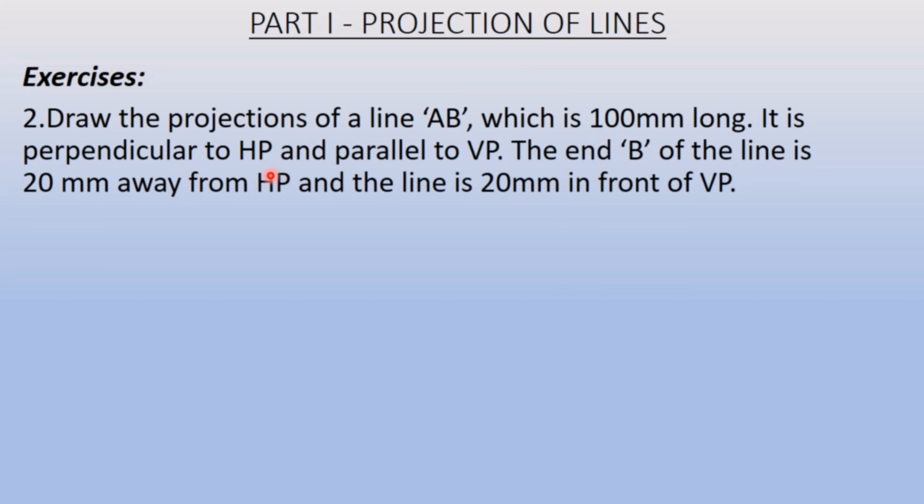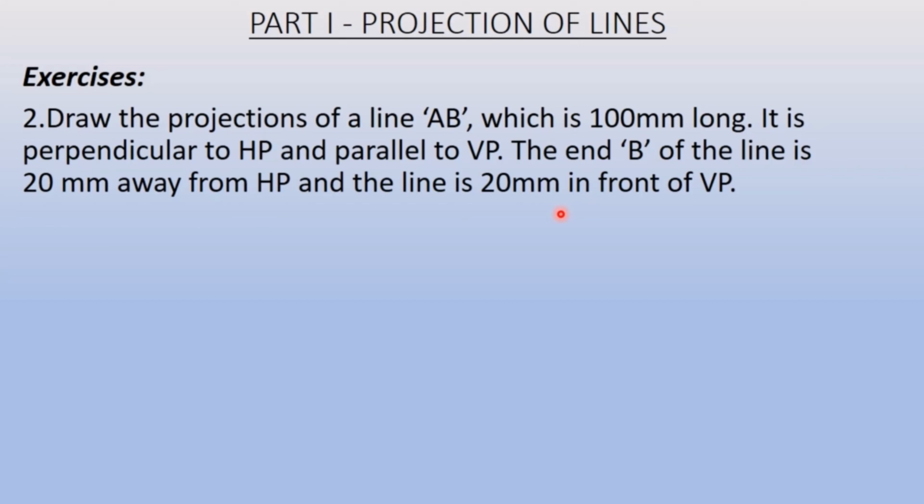It is perpendicular to HP. So this is a case where the line is perpendicular to one plane and parallel to another. Here it is perpendicular to HP. As you know already, this means that the line will be standing vertically on the horizontal plane, but it would be 20 mm above the HP because it is mentioned here, and it will be 20 mm in front of VP.